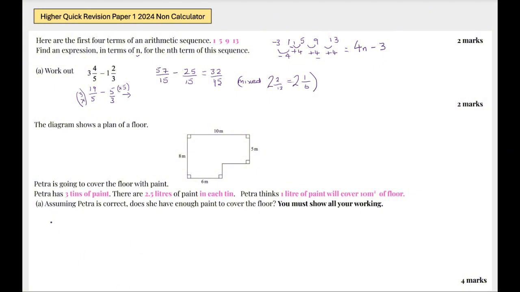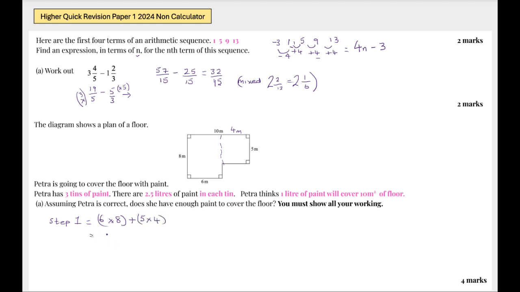So step 1 is, we need to know the total of how much paint should be used. So to do that, we're going to do 6 times 8 plus, I'm going to split that so you can see, not very straight. So that was 8 times 6. And what have we got left here? We've got 4 meters for this section. So I've done 5 times 4. Just split it up like a compound shape. So much easier to solve.